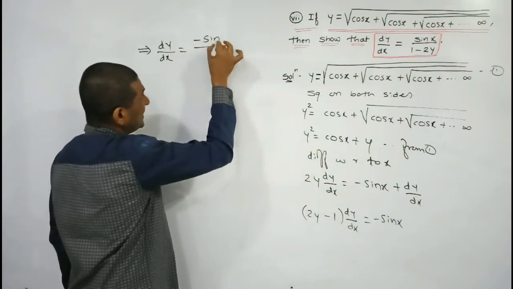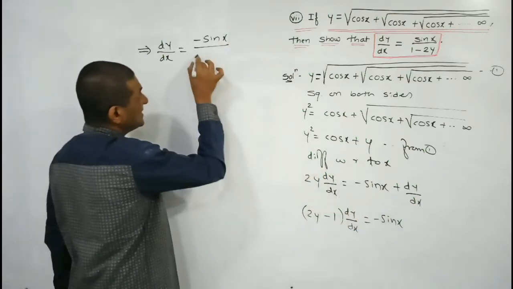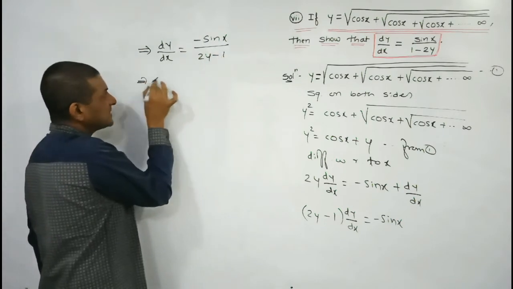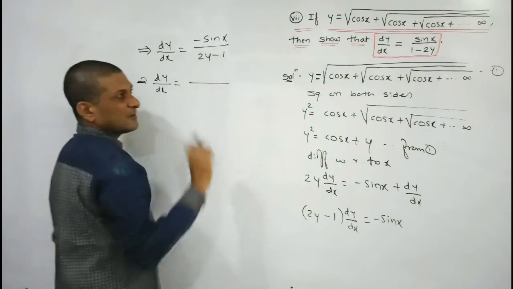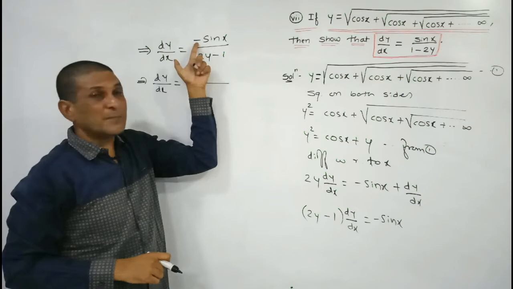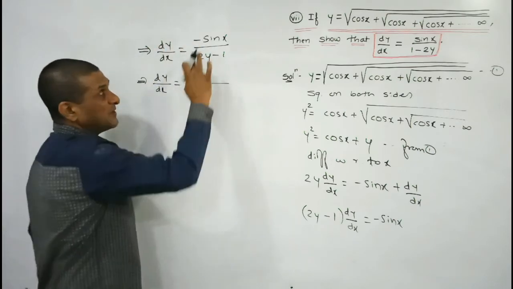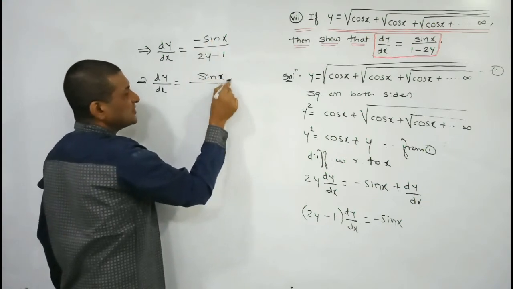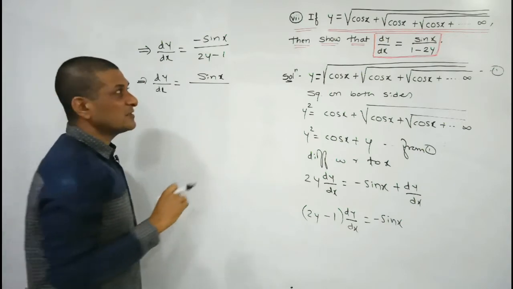Minus sin x, and in the denominator, because this term is multiplied, on this side it will get divided, so in the denominator we will get 2y minus 1, which implies that dy upon dx is equal to, now in our required result minus is not there in the numerator. To eliminate this minus, we are multiplying numerator and denominator by minus. So if I am multiplying the numerator by minus, here we will get sin x, and since we are multiplying the numerator by minus, that's why I multiplied the denominator also by minus.